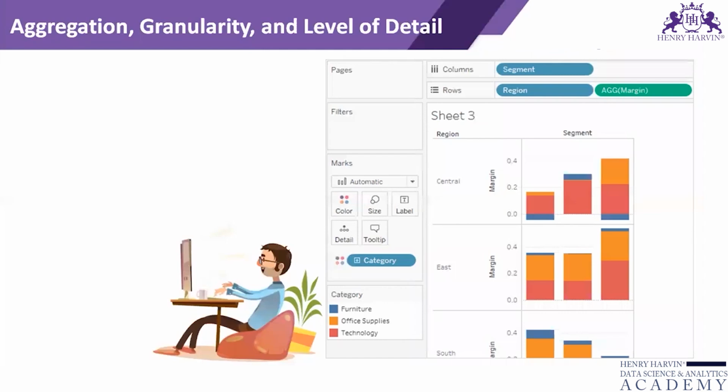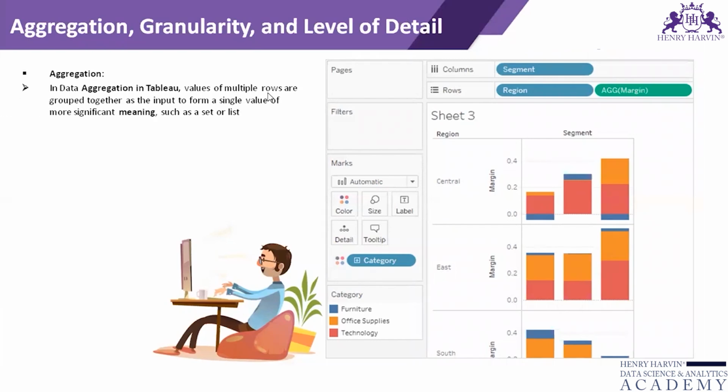See some properties like aggregation, granularity, and level of detail with respect to Tableau. So basically, aggregation is nothing but having the various multiple rows of the data grouped together into a single value so that it becomes more significant. Suppose over here I had this margin field, which was continuous in nature. When I dragged and dropped it over here, it by default aggregated itself, meaning all the rows of this data set were aggregated so that there is a single value corresponding to the entire margin column.